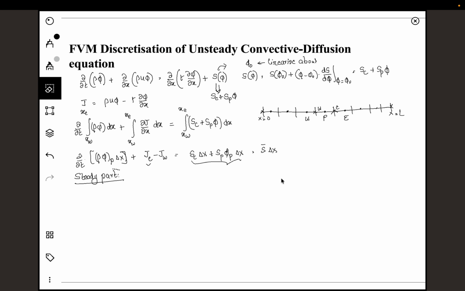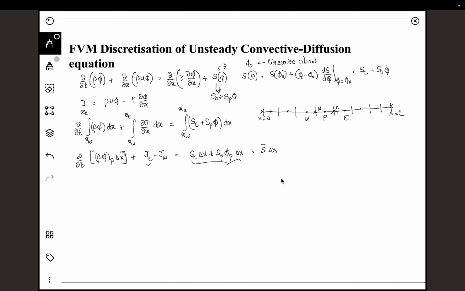Or I'll also take unsteady together. Let's do the integration also, and then we'll finally see how it reduces in the steady case. So if you do an integral from time t to t plus delta t, we have rho phi p delta x plus the integral from t to t plus delta t of j e minus j w dt. This is a del t of this thing.